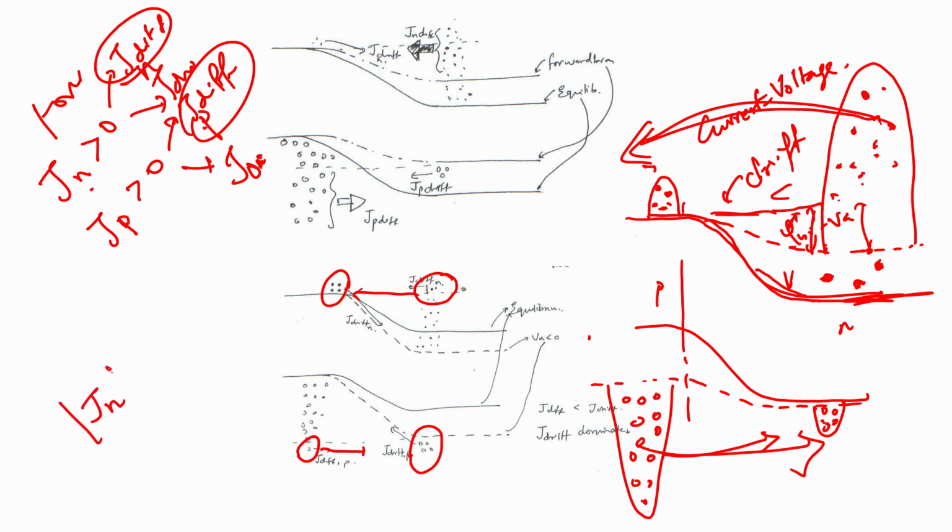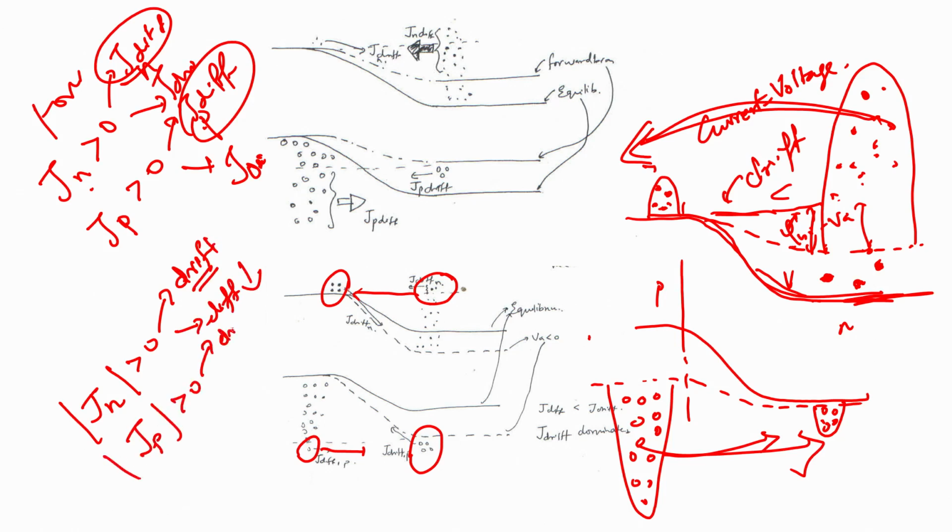The magnitude of Jn is still greater than 0, but it is the drift component that is important now. The diffusion component is not so important. And similarly for the P side, the drift component is important, but the diffusion component is not important, because you have now increased the barrier height by applying a reverse bias.